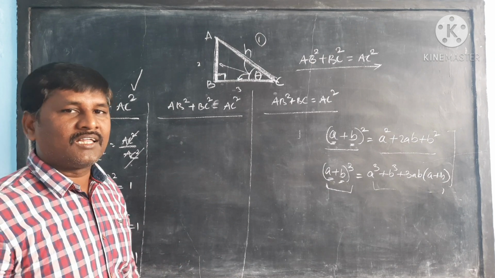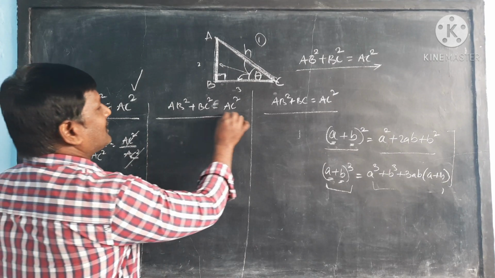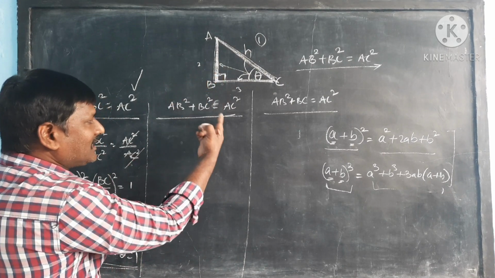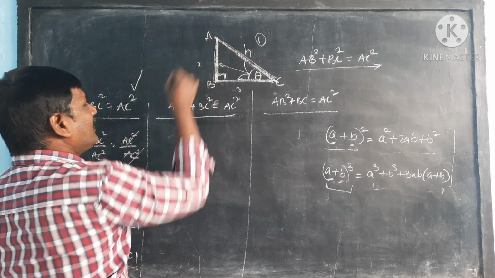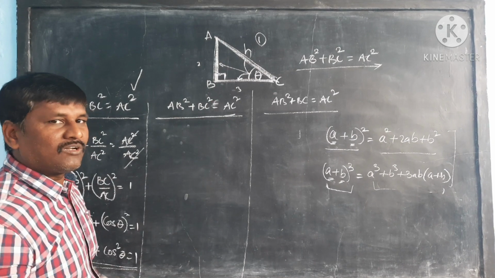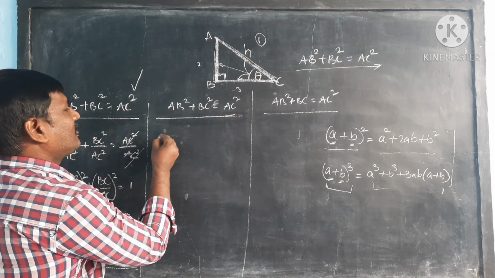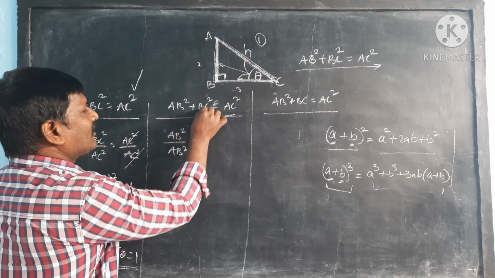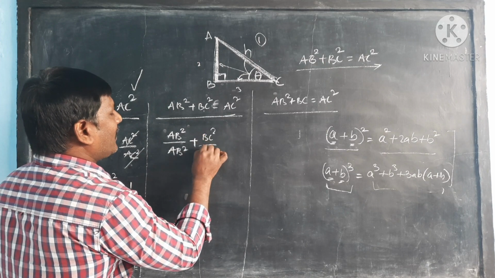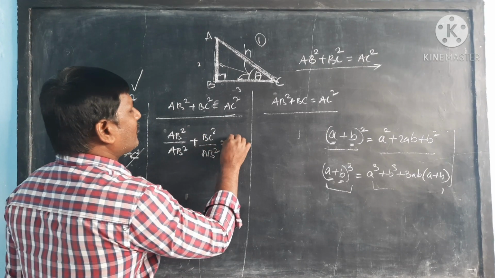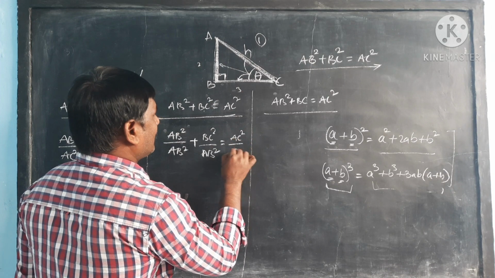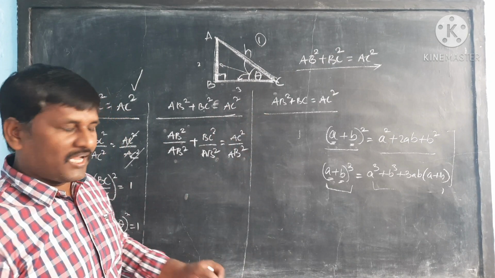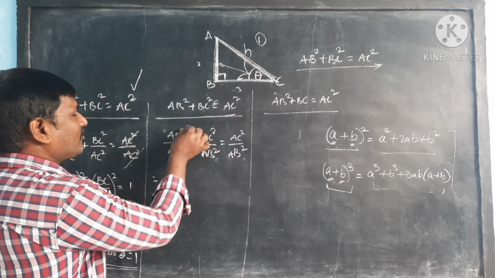In the same way, you can write another identity. Now you can divide the Pythagoras theorem by AB square, dividing each term of the above equation. Let us see what we get: AB square by AB square plus BC square by AB square is equal to AC square by AB square. Here I divided AB square into each term of the above equation. Okay, right? Now AB square will cancel.